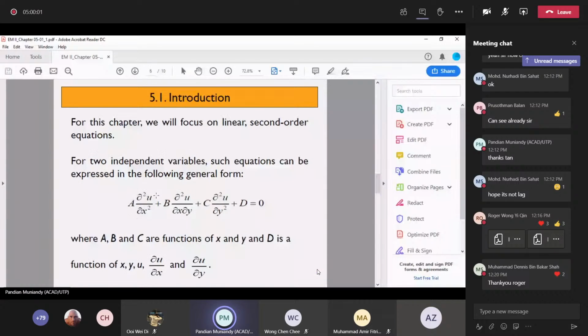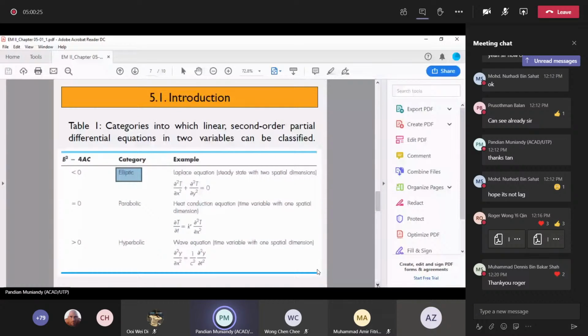That is the answer. A del squared U over del x squared, B 0, plus C del squared U over del y squared, C is 1, D is 0, equals 0. So your A and C are 1, your B is 0. You substitute: you compare this equation with the general form. This is what we call the particular equation, the engineering equation. But this one is the mathematics equation, developed by scientists. It's a general form.